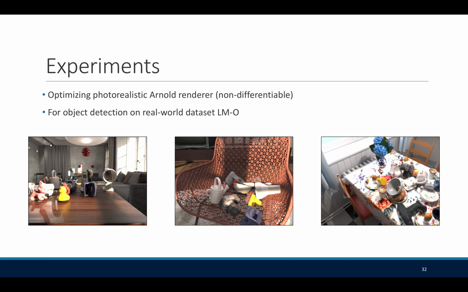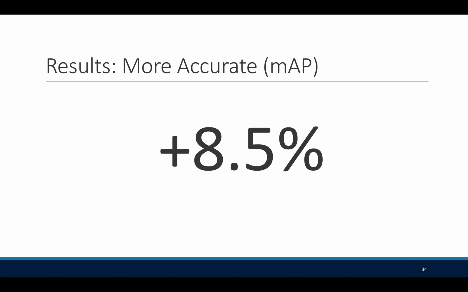We perform extensive evaluation of our method. We optimize a state-of-the-art photorealistic renderer Arnold, which is non-differentiable, to perform object detection on a real-world dataset LMO. The proposed method is up to 50 times faster than the current state of the art. This is a significant speed up, and it is much more accurate. It gives 8.5% higher accuracy in terms of mAP for object detection.